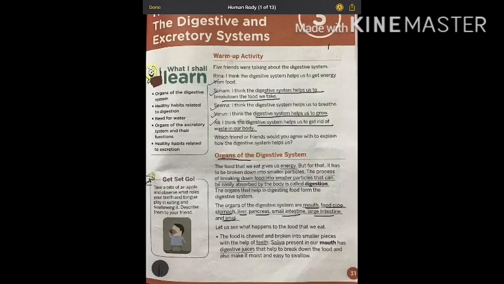Now, digestive system has the main role of doing digestion. Let's understand now what is digestion. I have marked here. You can just underline in your reader also. The process of breaking down food into smaller particles that can be easily absorbed by the body is called digestion.